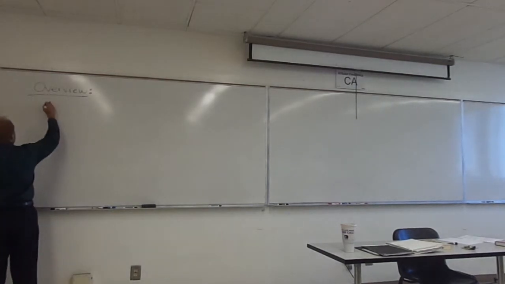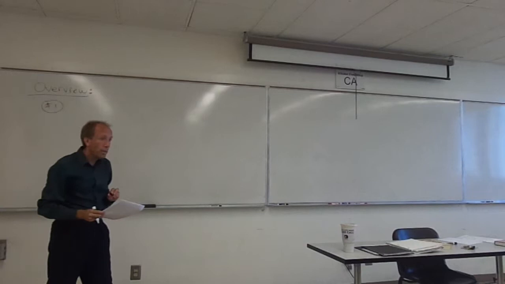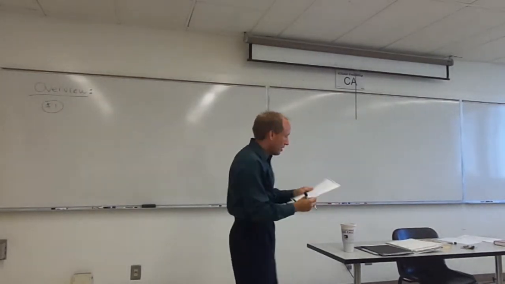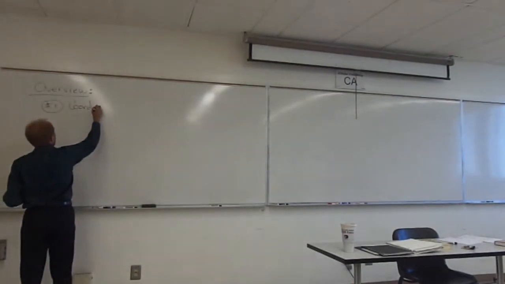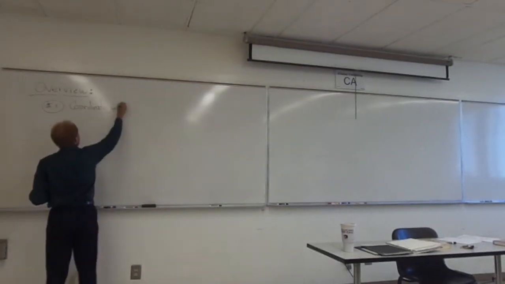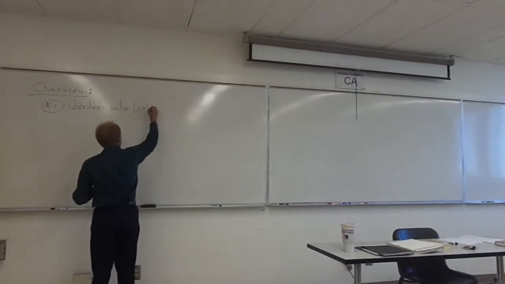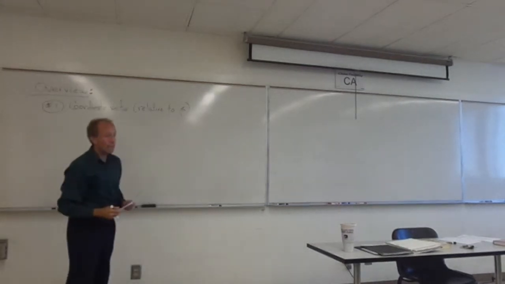Where the exam begins is in section 2.2. We learned about the coordinate vector for a vector. Let me write that down: coordinate vector. This is the first topic. And this is always relative to a basis, which I'll denote as beta.